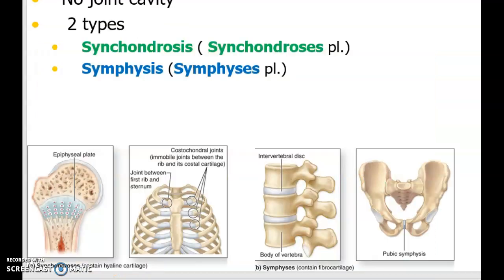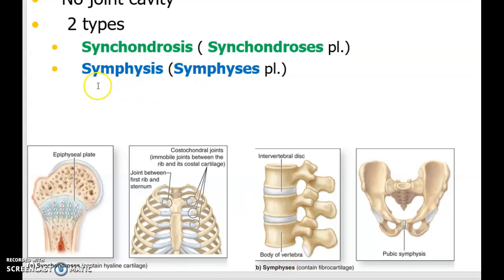Now, the cartilaginous joints are held together by cartilage. Their subtypes are the synchondroses, which is hyaline cartilage. You need to know that. It is found between the ribs and the sternum. And actually, technically, the sternum and the costal cartilage and the ribs and the costal cartilage. It's also the epiphyseal plate.